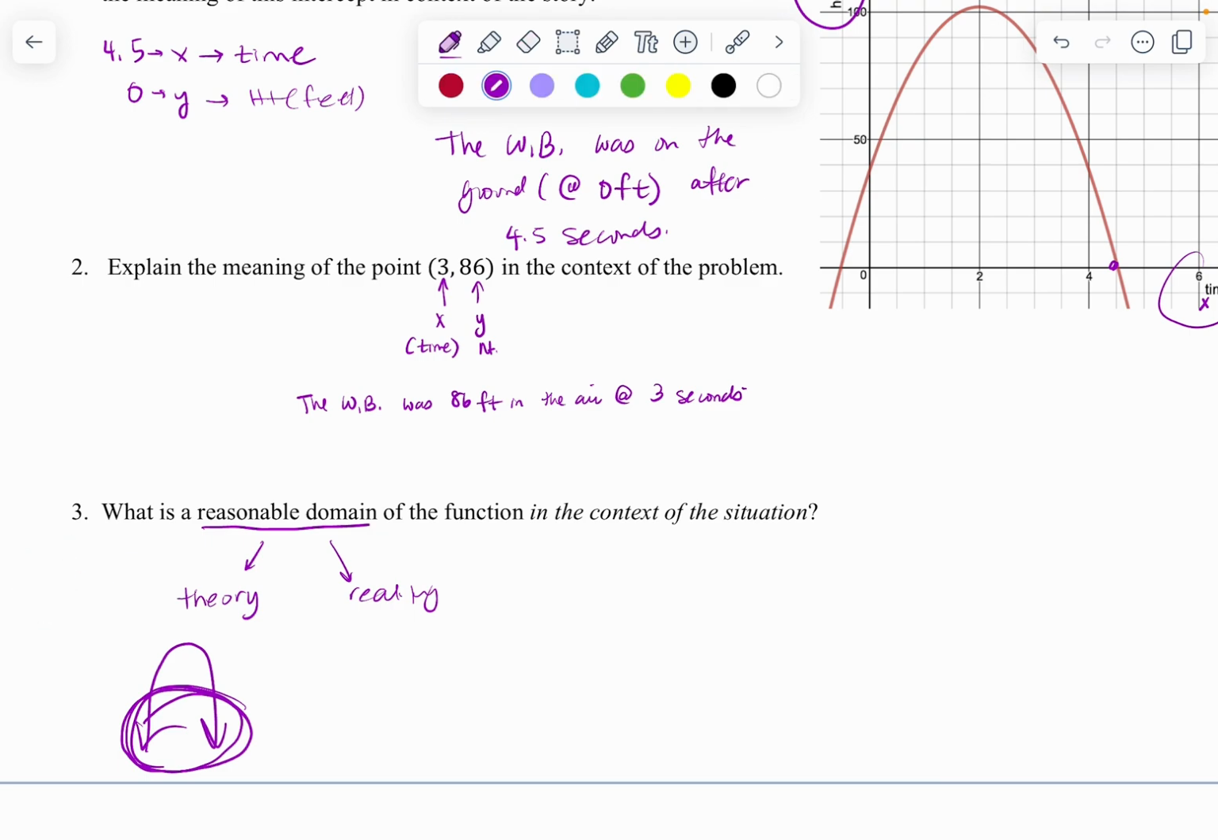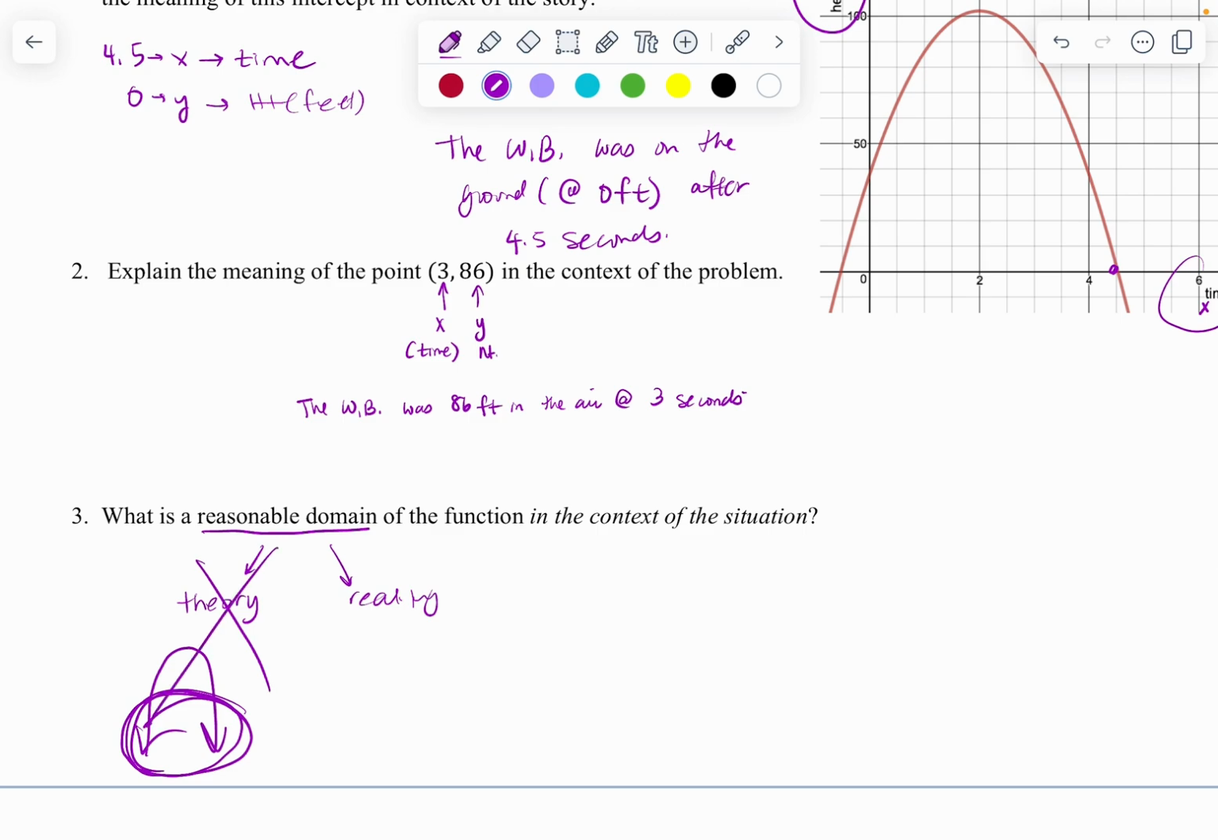So this is where theory and reality differ, because if I put the equation into Desmos, it's going to make me a parabola that goes down forever. But in reality, that's not what's happening. So when I ask you for a reasonable domain, I'm asking you about the x-axis, which in this case is time. What's a reasonable time? When does this story start? And when does the story end in reality? We're talking about totally in real life.